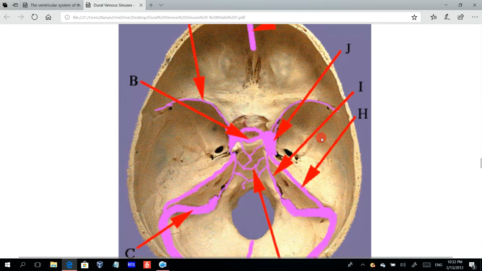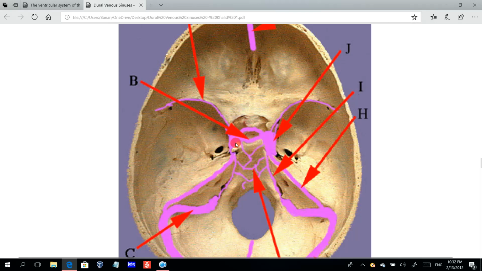Here, this picture will show you the site of these sinuses. We will discuss it. Of course, this is the superior sagittal sinus, in the center. And here we have the sphenoparietal sinus beneath the lesser wing. This is the lesser wing of the sphenoid bone. And here we have the cavernous sinus on each side of the body of the sphenoid bone.